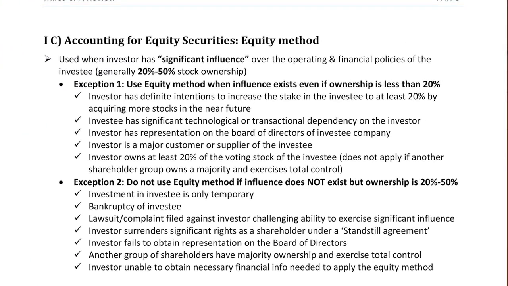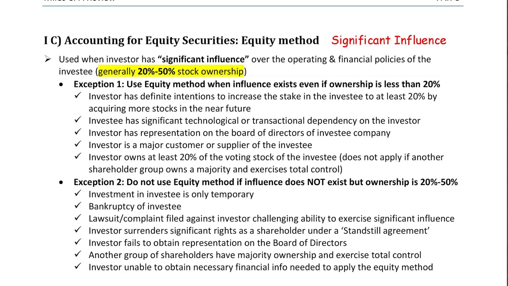On page 5, we're looking at accounting for investment in equity securities when the investor has significant influence. And in this case, the investor uses the equity method to account for those securities. Now, when we say significant influence, we are talking about generally 20 to 50% stock ownership.